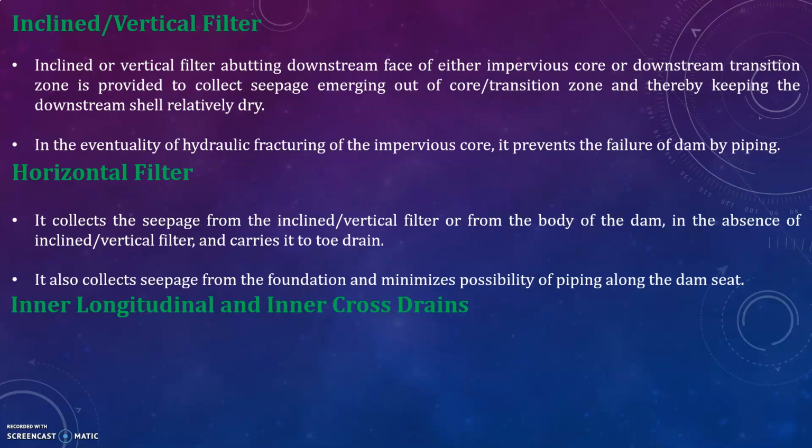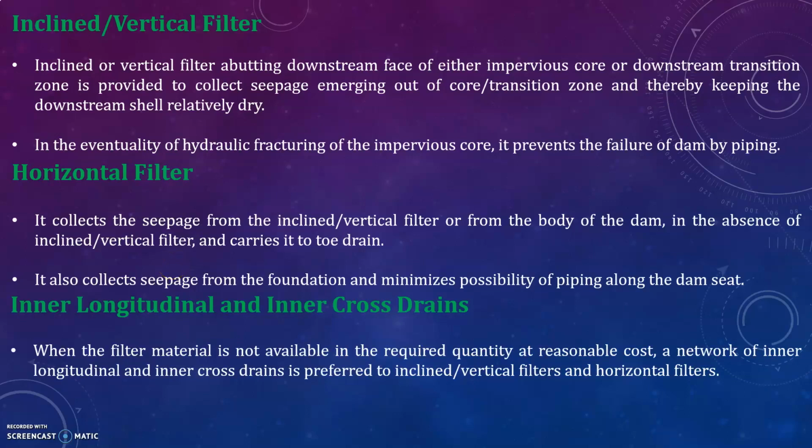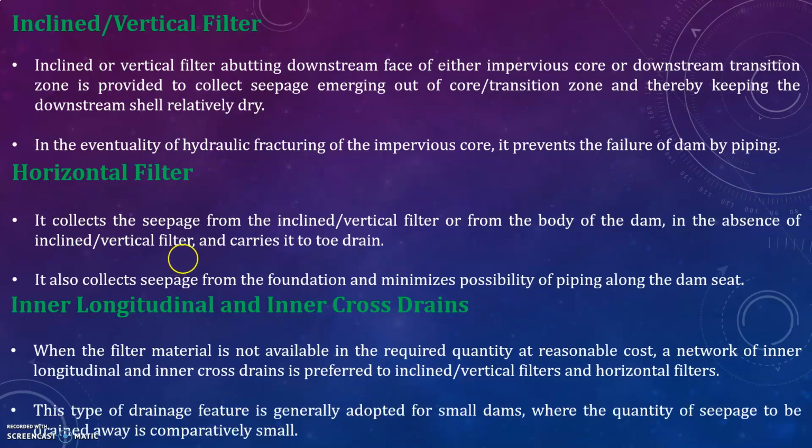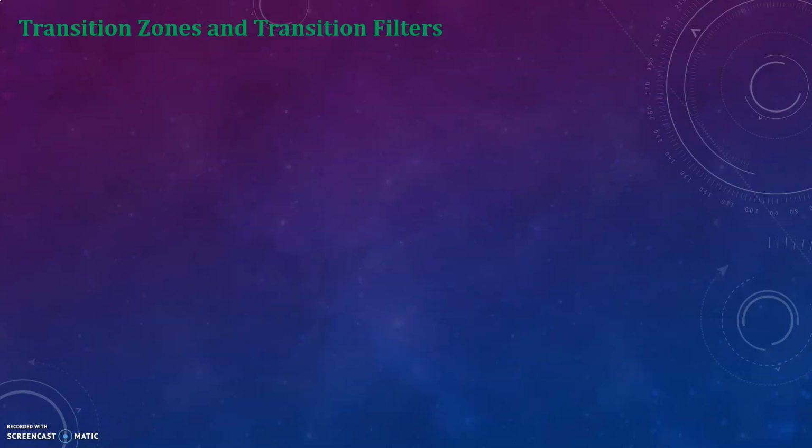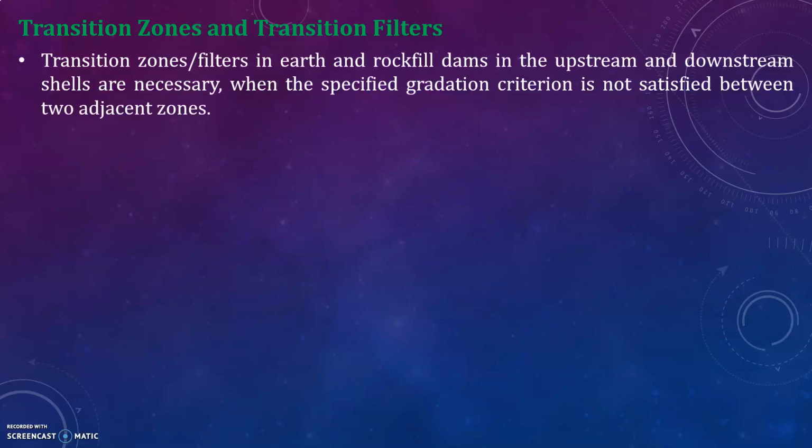Next is inner longitudinal and inner cross drains. When the filter material is not available in the required quantity at reasonable cost, a network of inner longitudinal and inner cross drains is preferred to inclined or vertical filters and horizontal filters. This type of drainage feature is generally adopted for small dams where the quantity of seepage to be drained away is comparatively small. Next, transition zones and transition filters.